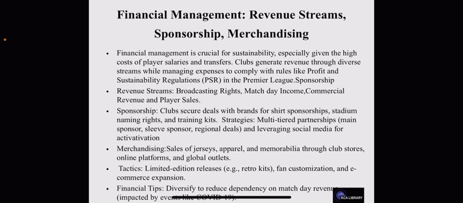So we have merchandising. Merchandising involves the sale of jerseys, apparel, and memorabilia through club stores, online platforms, and global outlets. Many clubs try to sign big name players so that they will be able to sell their jerseys, just like Cristiano Ronaldo's movement to Al Nassr. We could see how Al Nassr drastically made profit from their jerseys because people massively bought the Al Nassr jersey. Even when Cristiano Ronaldo moved to Manchester United, it was believed to be the most sold jersey in history.